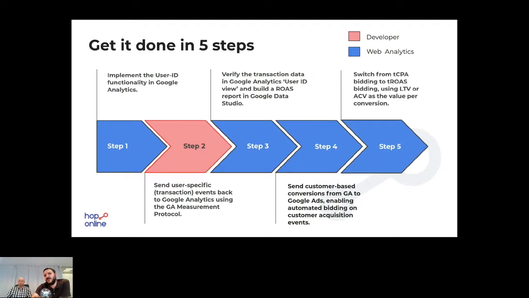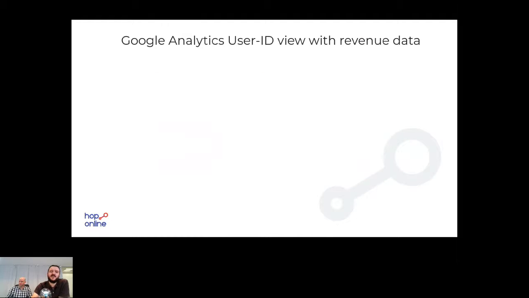So then you can switch from target CPA or whatever bidding strategies you're using to target return on ad spend. And then you can just optimize for acquiring customers rather than just acquiring trials. And hopefully this would bring your results up.